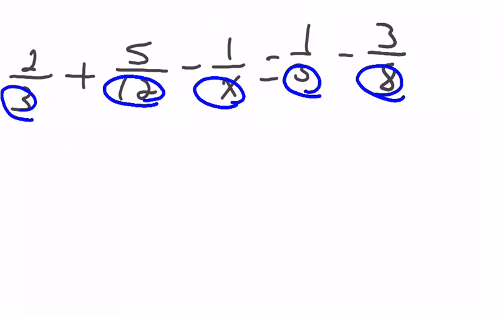So this one might be a little tricky, but we know 3 goes into 12. So it's really a matter of 12 and 8 and the x. And so we know that 12 and 8 both go into 24. So we actually want to multiply every single term by 24x.